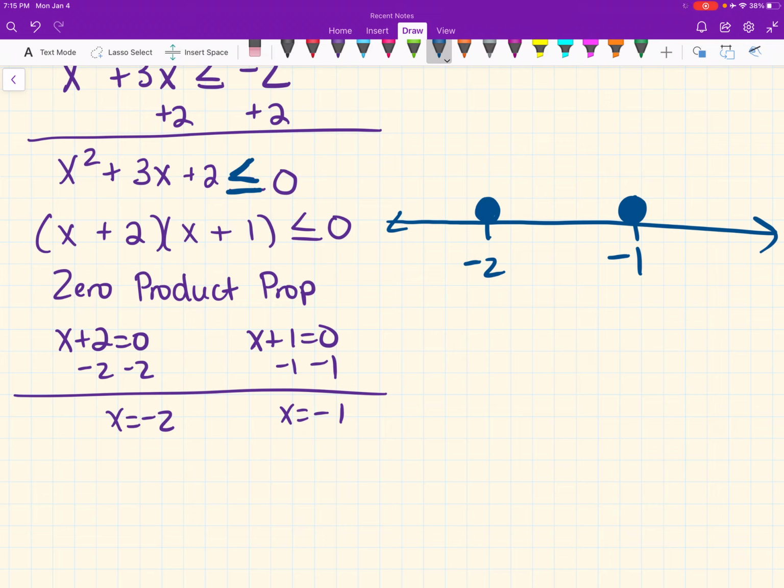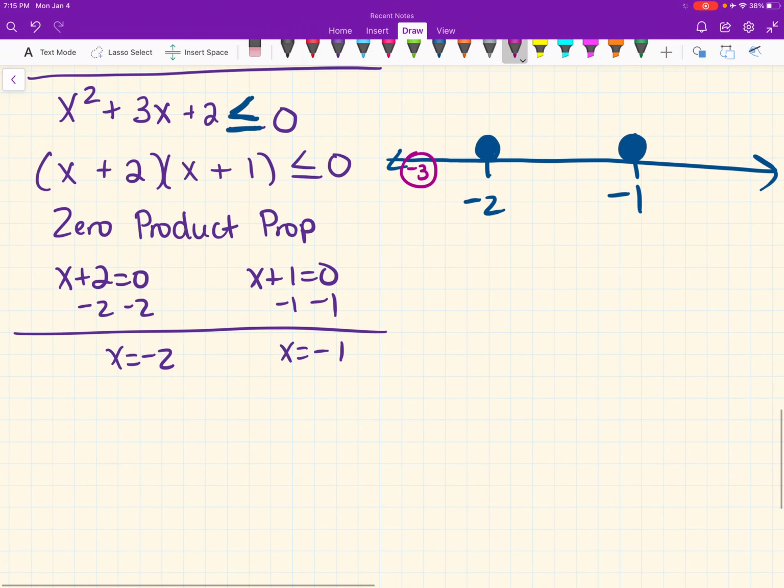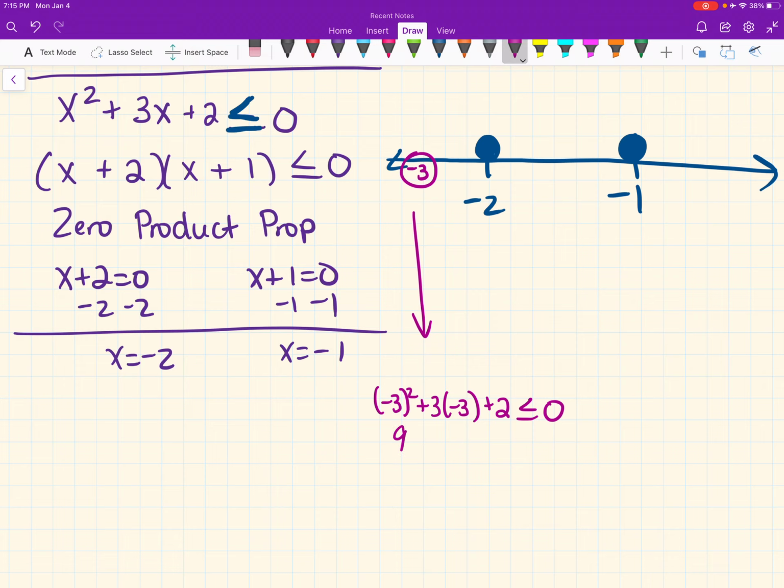So what I do is I test each part. So I come over here. Well, over here, negative 3 is over here. Okay? So I'm going to go back to my original, and I'm going to test negative 3. So negative 3 squared, in parentheses, plus 3 times negative 3 plus 2, is that less than or equal to 0? And that's false, because we're going to get 9 minus 9 plus 2. Well, 2 is not less than or equal to 0. So this is false here.